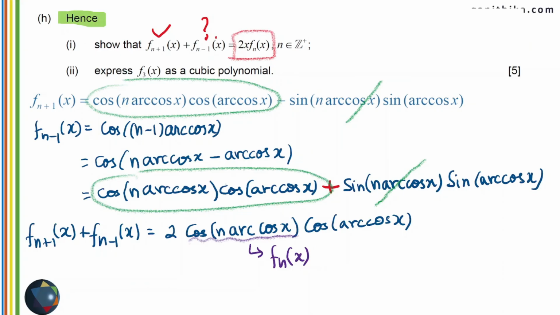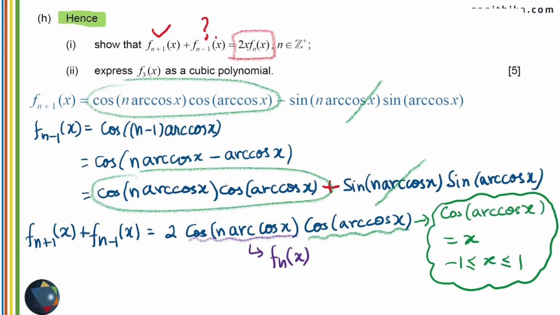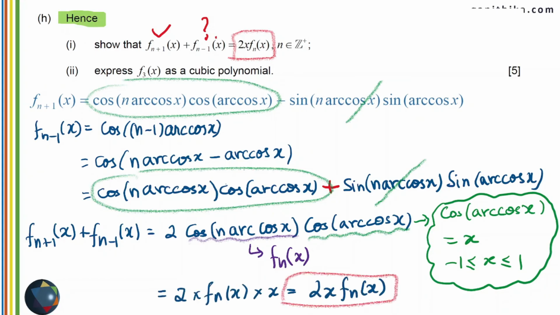So we have Fn of x there. And in the beginning, we identified that cos of r cos x is equal to x for x values between minus 1 and 1. Because the x value in this question is between minus 1 and 1 as given. Therefore, you can substitute cos r cos x as x. Therefore, this becomes 2 Fn of x into x, which is what we want.